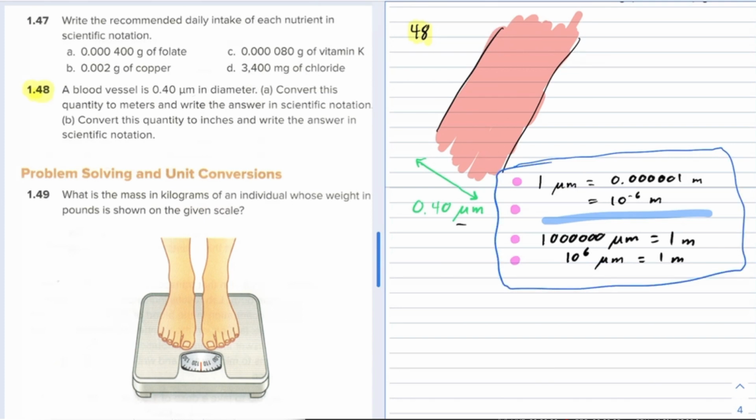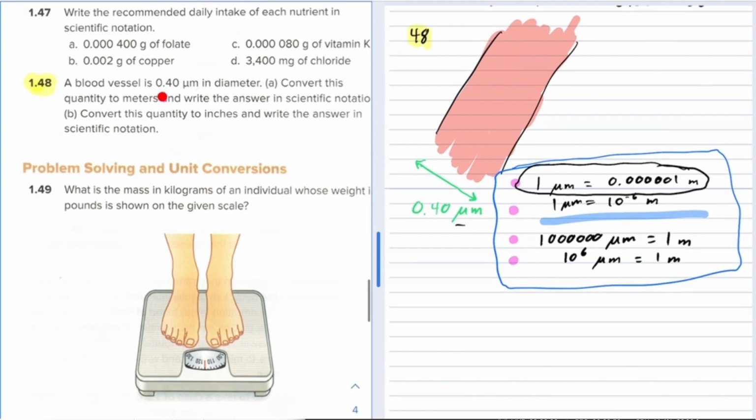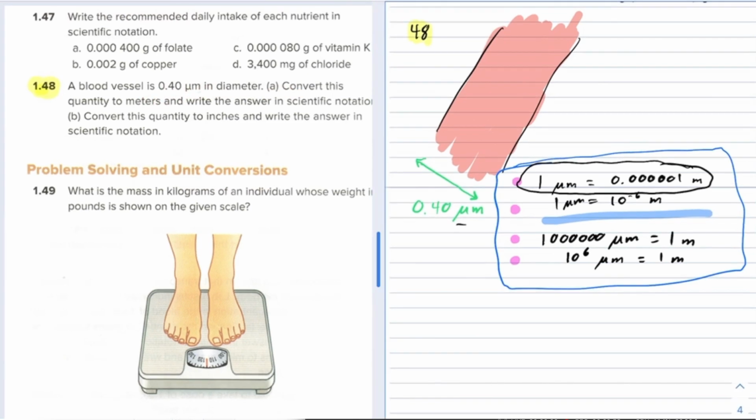So these are the 4 relations. Let's use, how about the first one? Maybe it wouldn't be the one you choose, but I'm going to choose that one. Any one of these will work. So here we go. You have a blood vessel which is 0.40 micrometers in diameter. Convert it to meters. Okay, so let's do that.